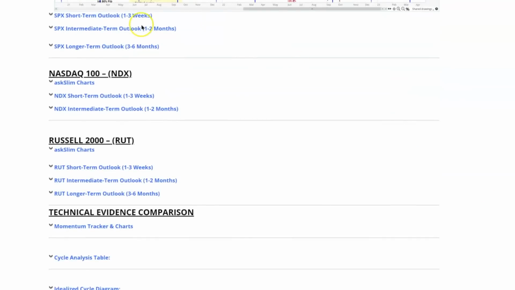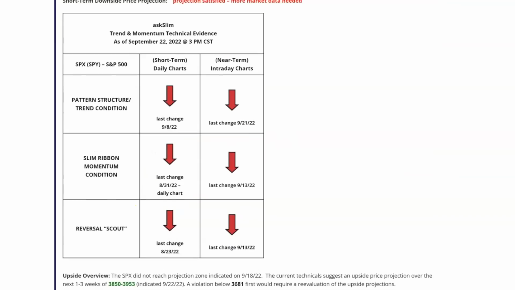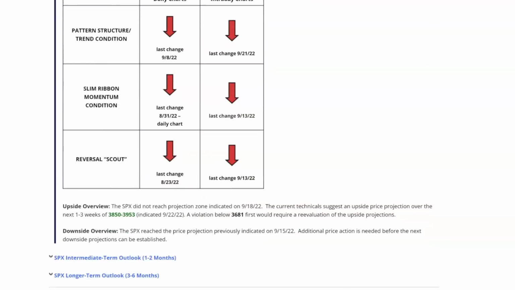Now, if you go to the short-term outlook right over here, you can see in here that what we're looking at is the trend and momentum technical evidence. So you get the pattern structure, the slim ribbon momentum condition, reversal scout, all of those for the daily right over here and for the intraday right here, and you get a good idea as to what the conditions are right now. You can see in here that the short term last change was September 8th when it became negative. The slim ribbon was August 31st. So these have been quite negative and giving you a warning way out over there.